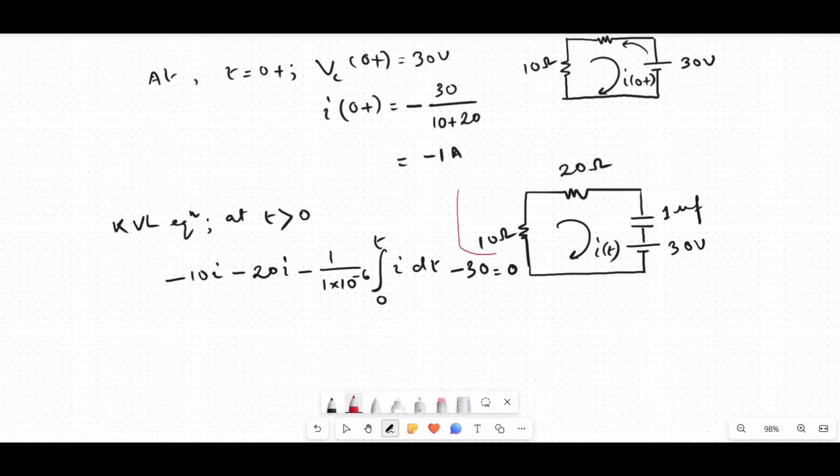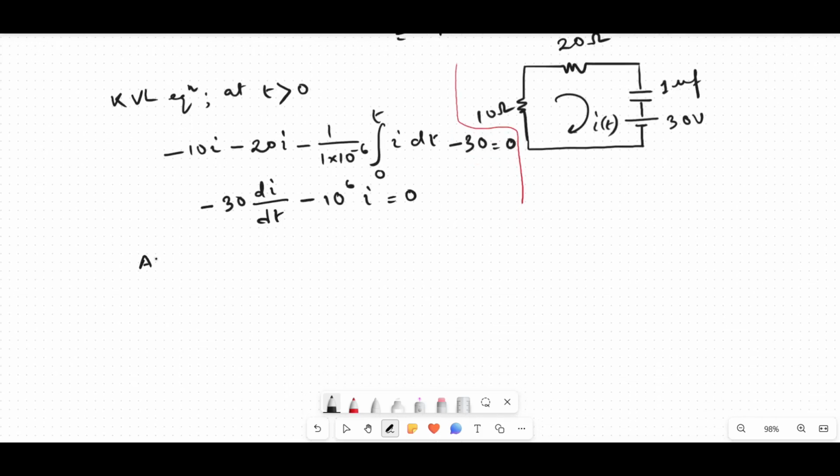So let me draw a separator so that we can understand this. Now if we differentiate this, then what we get is minus 30 di/dt. Then the next term is 1 by 10 to the power minus 6, which is 10 to the power 6, into i, equals 0. So after differentiating, we are getting this.